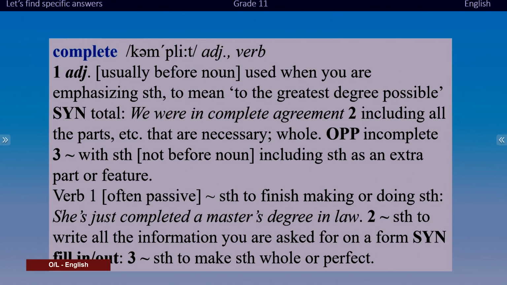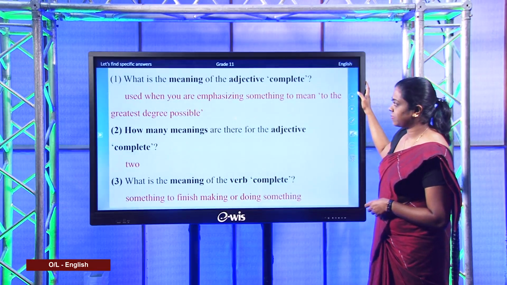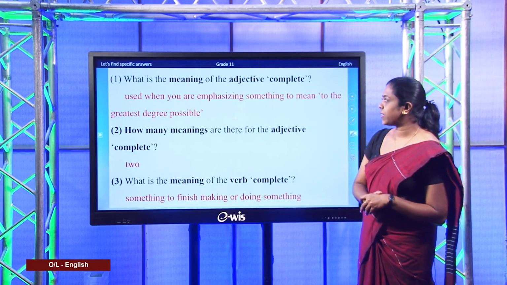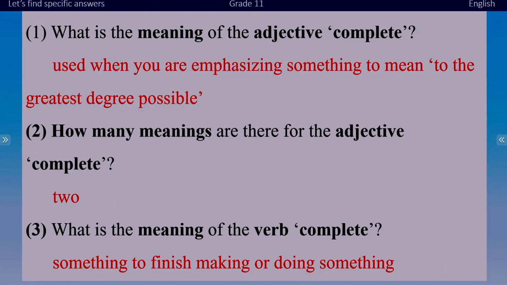Right. Shall we check the answers, children? What is the meaning of the adjective complete? According to the dictionary page, it says, used when you are emphasizing something to mean to the greatest degree possible. And the second question, how many meanings are there for the adjective complete?